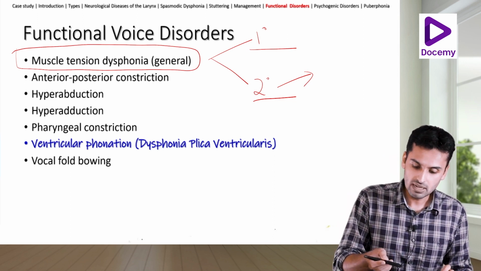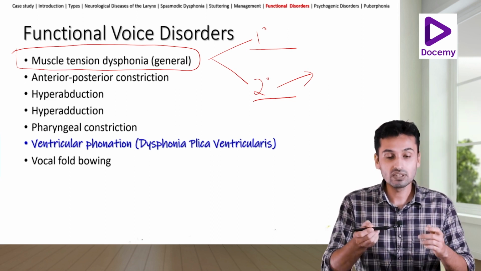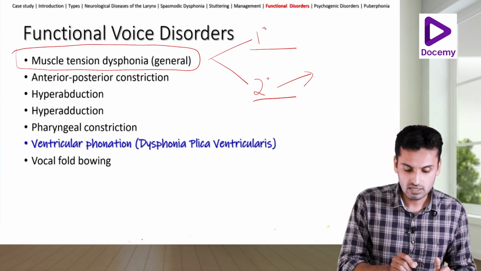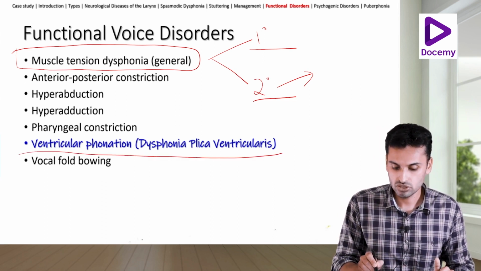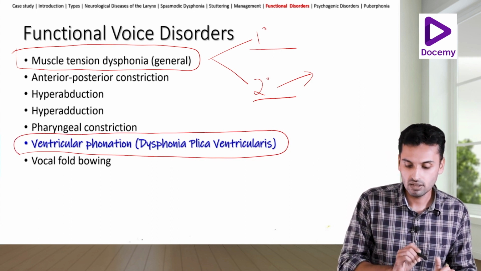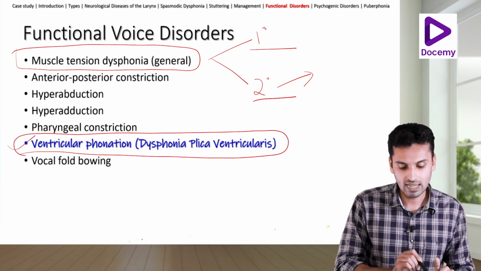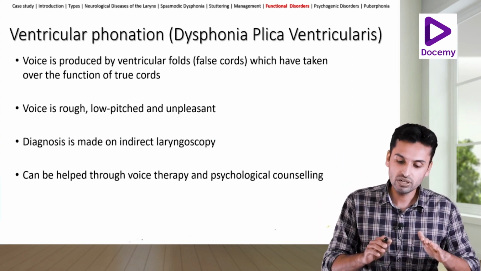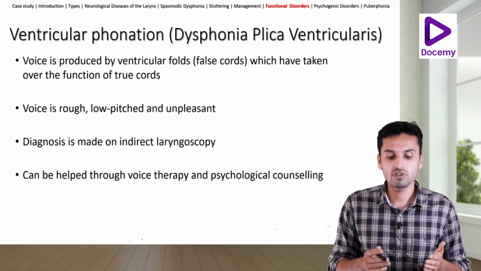There are different grades, grade 1, grade 2, grade 3. One of the grades is ventricular phonation, that is dysphonia plica ventricularis. Today we'll be discussing only that. So what is ventricular phonation? The voice is produced by the ventricular folds, which have overtaken the function of the true cords.